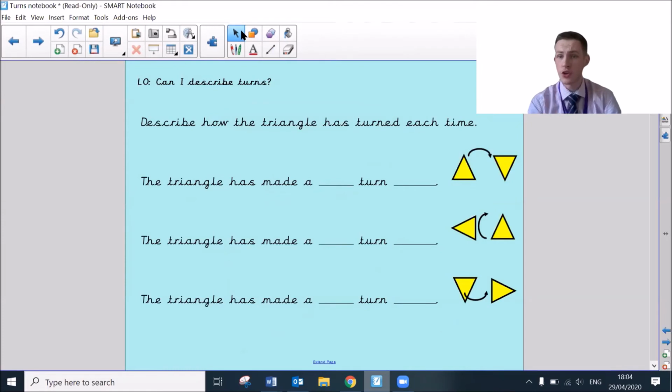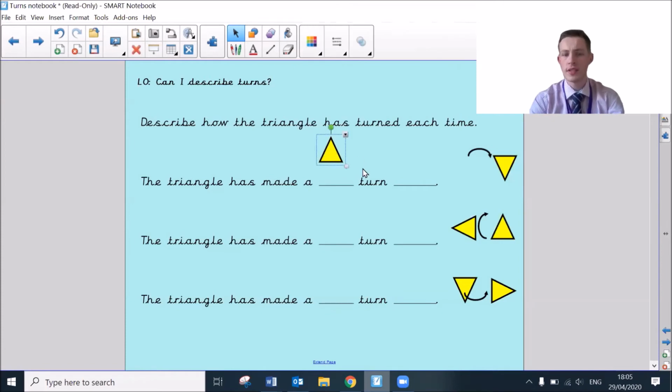Now, this is your challenge time. You're going to describe how the triangle has turned. Now remember, the triangle is going to turn in quarters. So it's going to start off facing the top for this one, and it's going to turn to this side, to the right. It's going to turn again to facing down. It's going to turn again to facing left, and then a full turn would be facing all the way back up.